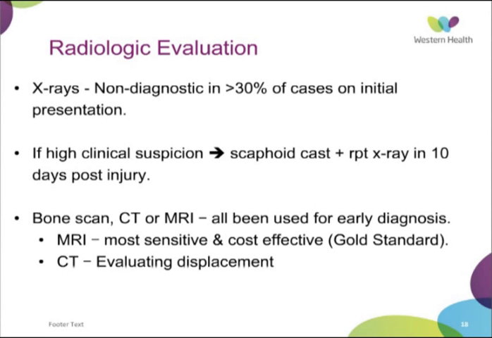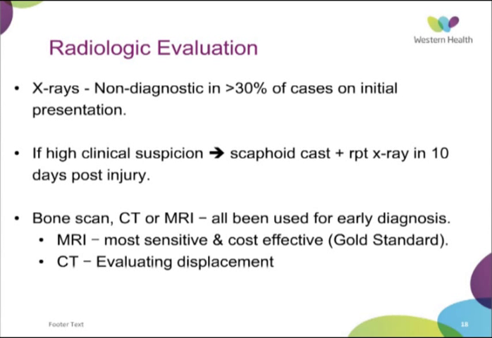So a number of radiological investigations can be done. These have been the use of a bone scan, a CT scan, and an MRI scan. However, out of these, the MRI is the most sensitive and the most cost-effective, and that can be regarded as a gold standard for trying to get an early diagnosis of scaphoid fractures.